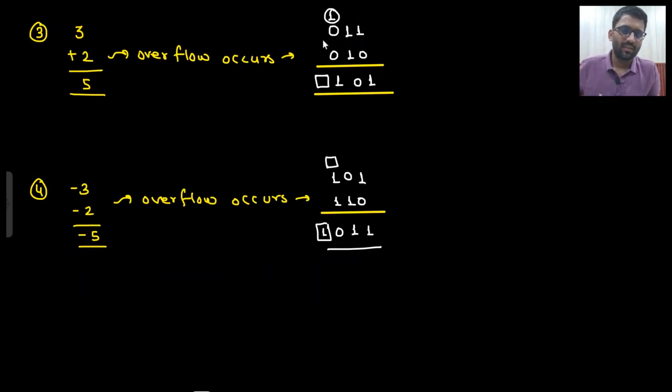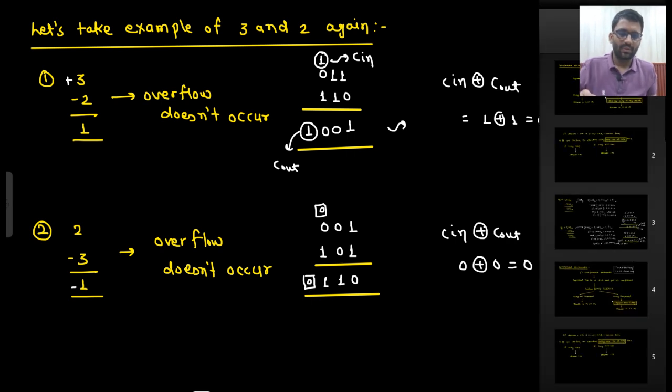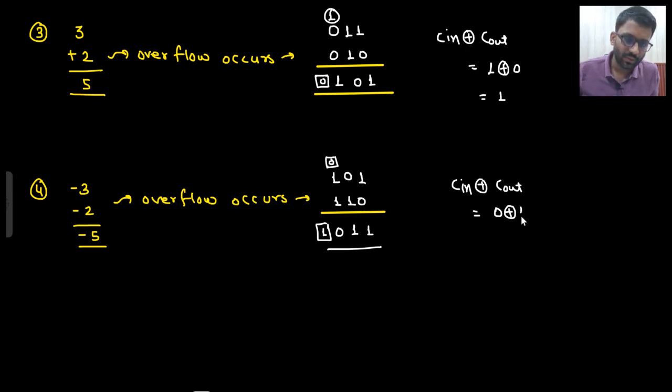Here, if I do this calculation, C in XOR C out. Here there was 0. Here there was 0. Here also this was 0. So C in XOR C out, 1 XOR 0 is 1. C in XOR C out, what is that? 0 XOR 1.